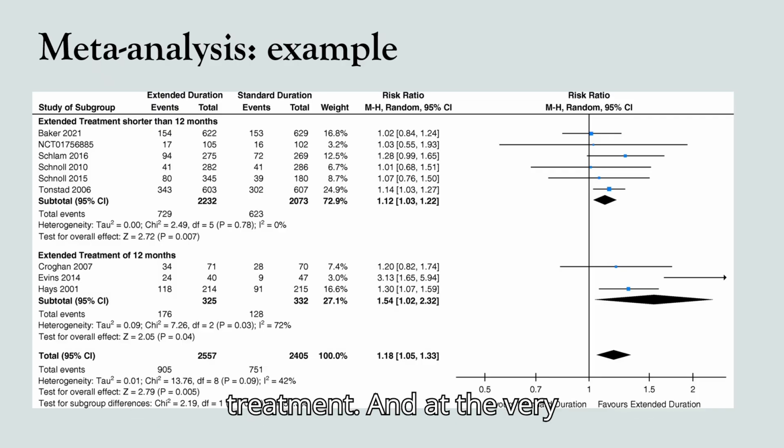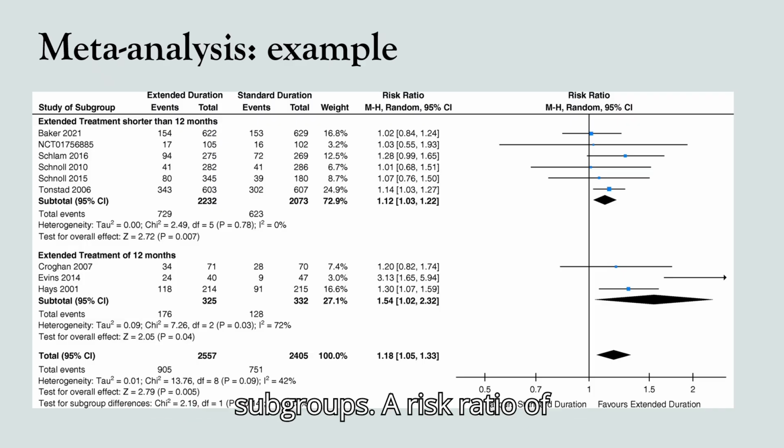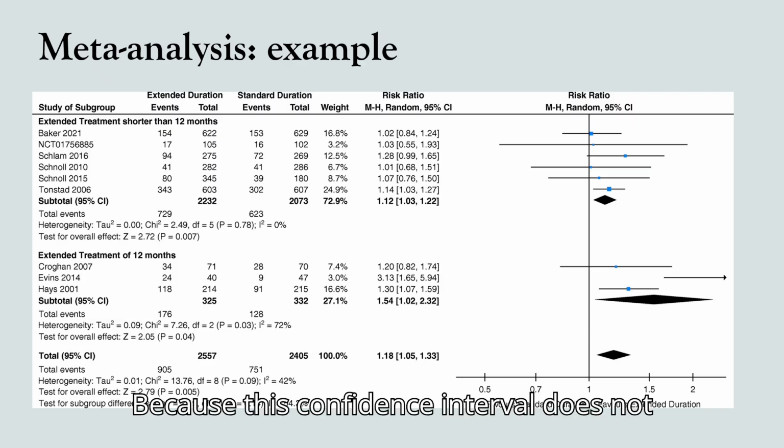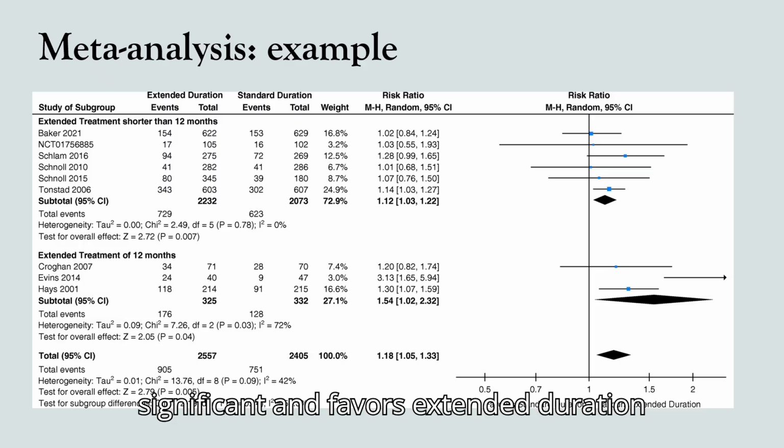And at the very bottom, we see the overall pooled estimates across all studies and the two subgroups, a risk ratio of 1.18 with a 95% confidence interval from 1.05 to 1.33. Because this confidence interval does not cross 1, the result is statistically significant and favors extended duration treatment.